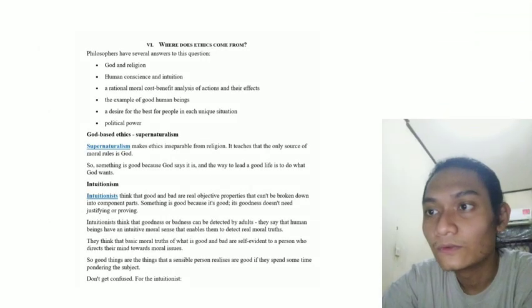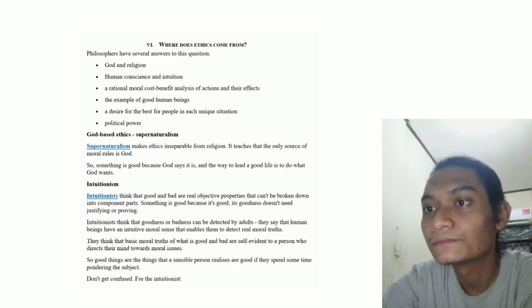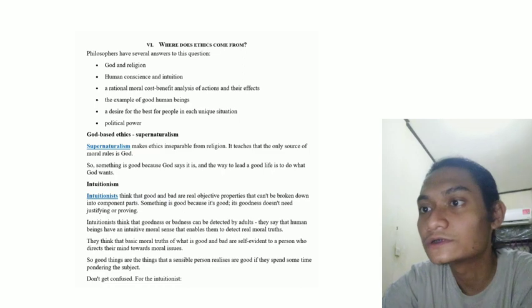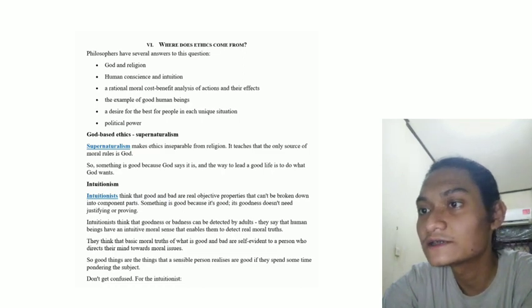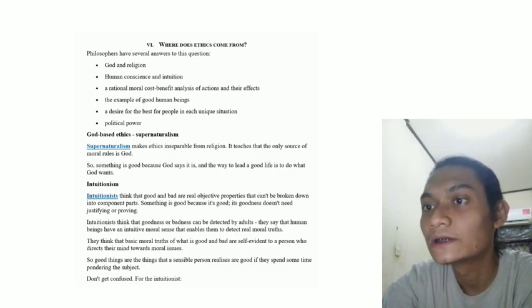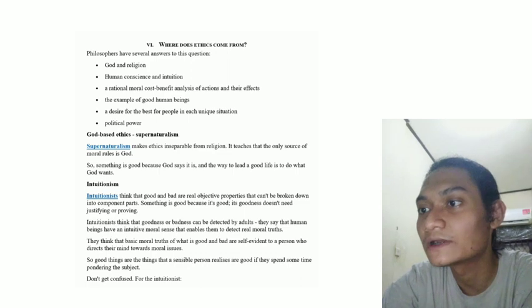Number 3. Where does ethics come from? Philosophers have several answers to this question: God and religion, human conscience and intuition, a rational moral cost-benefit analysis of actions and their effects, the example of good human beings, a desire for the best for people in their unique situation, political power. God-based ethics, supernaturalism. Supernaturalism makes ethics inseparable from religion.